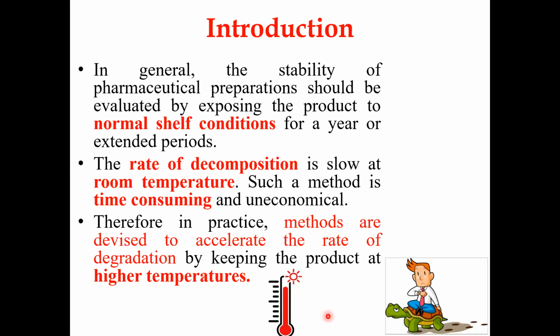Now, what can we do to see within 1 month, so that we are able to predict how many years it can retain its shelf life? That is called accelerated conditions. Therefore, in practice, methods are devised, that means developed, to accelerate the rate of degradation by keeping the product at the highest temperatures.